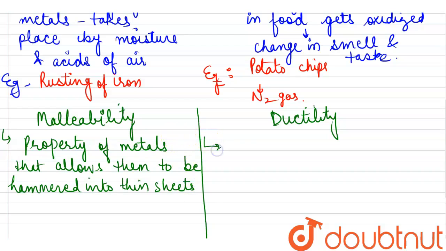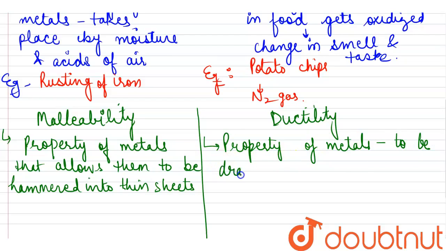Now if we talk about ductility, it is also a property of metals that allows the metal to be drawn into thin wires. So this was about malleability and ductility.